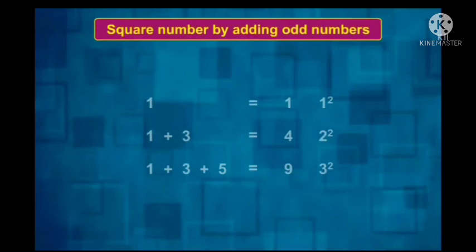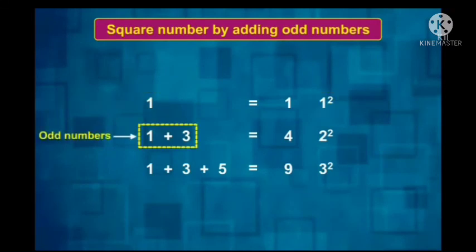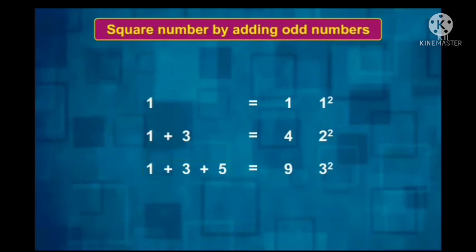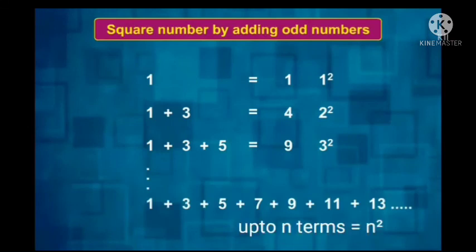Now, square numbers by adding odd numbers. This is a very interesting property. When you add two consecutive odd numbers, their sum will be 2 square. When you add 3 consecutive odd numbers starting with 1, or you can say the first 3 odd numbers, the sum will be 3 square. So if it is given to you that you have to add the first n odd numbers, then the sum will be n square.